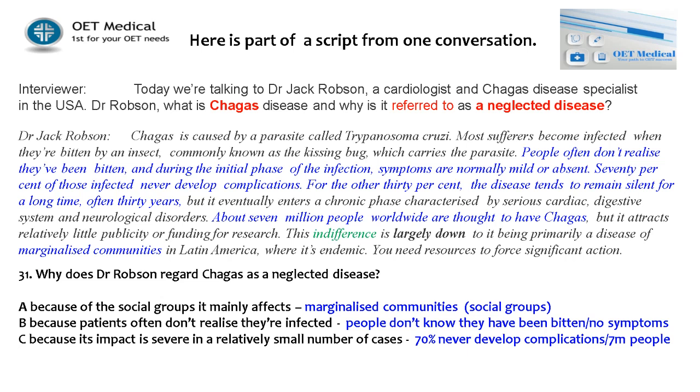And there is no other reference to neglected in the other two choices. Patients don't realise they're affected. That has nothing to do with neglect. Severe impacts, relatively small numbers, has nothing to do with neglect. But social groups it affects, that's neglect. It's a social group that is not important. That's the way it could be viewed, even though we wouldn't view it that way, but that's the way it could be viewed. They're not important, so we neglect them.